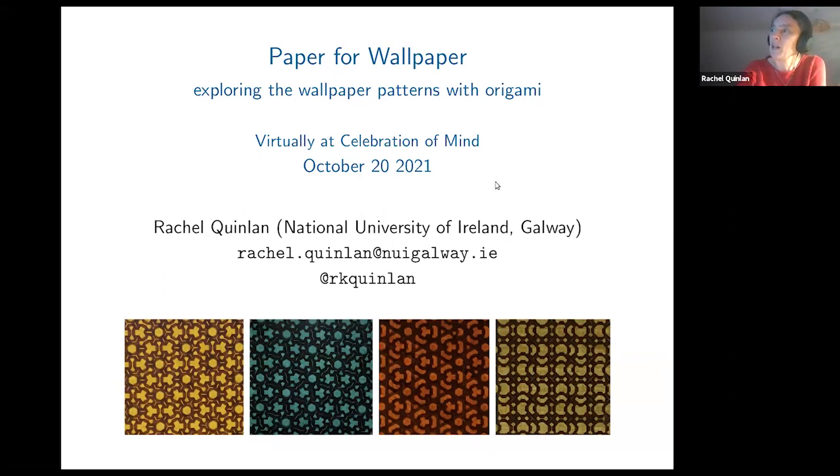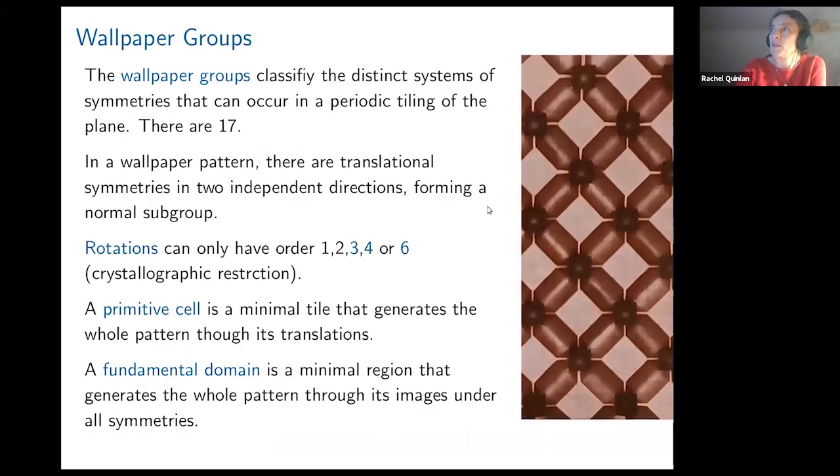Okay, so a few words about wallpaper patterns. The wallpaper groups classify the distinct systems of symmetry that can occur in a periodic tiling of the plane. And by tiling, I just mean tiling like tiling your floor, a covering of the plane with non-overlapping, identical and identically oriented pieces, be they squares or hexagons or some other shape, whatever they might be.